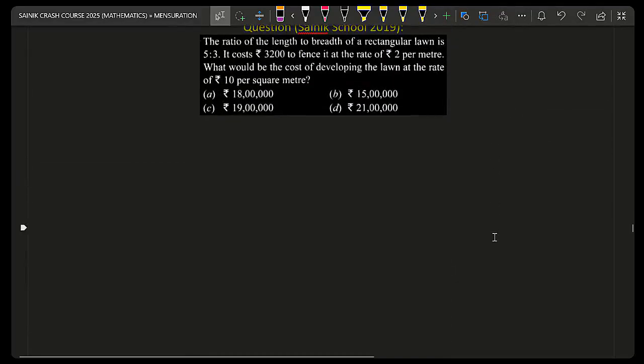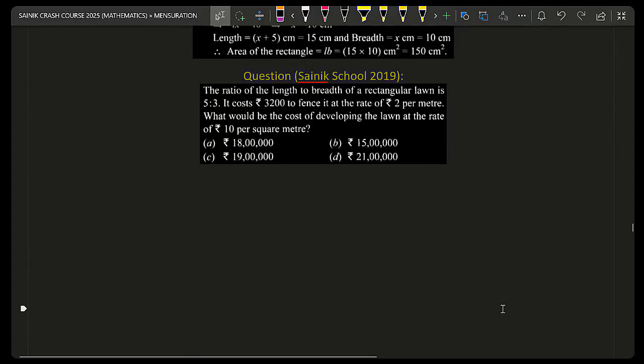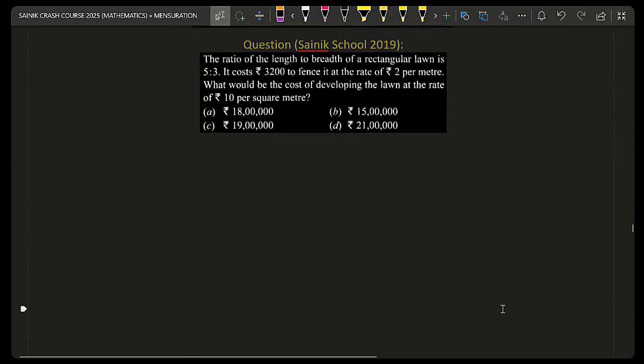Next question, 2019 paper. The ratio of the length to breadth of a rectangular lawn is 5:3. It costs 3,200 rupees to fence it at the rate of 2 rupees per meter. What would be the cost of developing the lawn at the rate of 10 rupees per square meter?